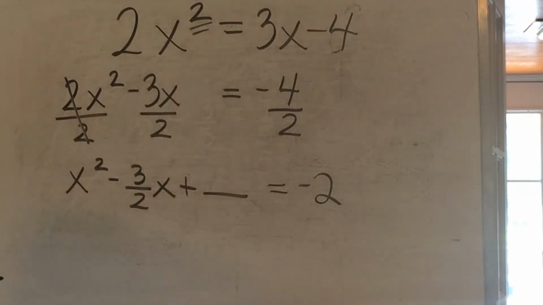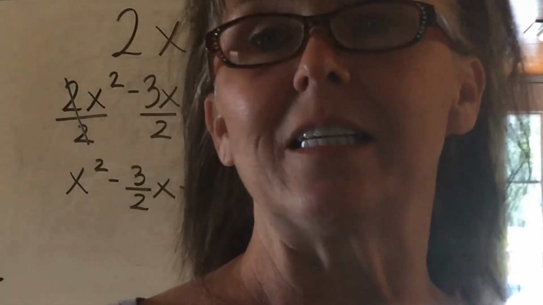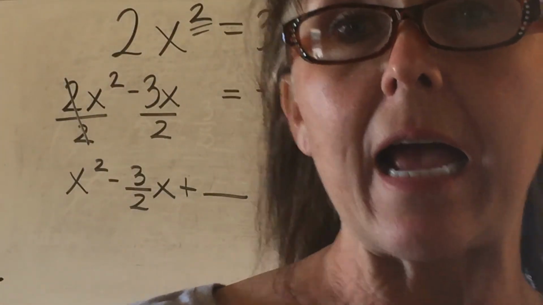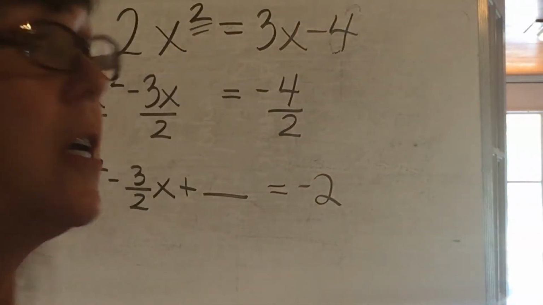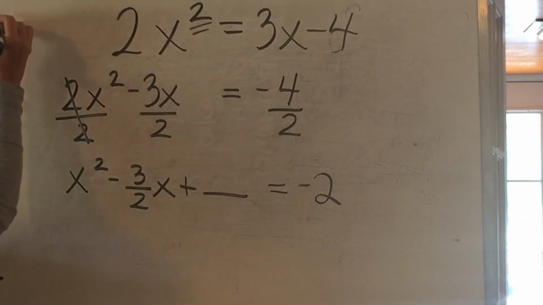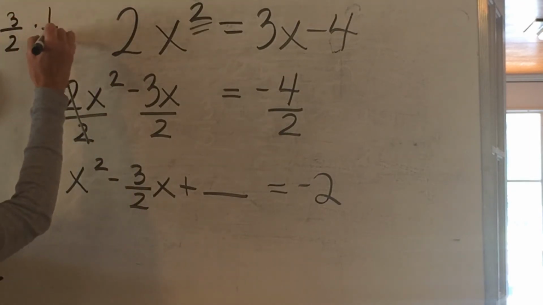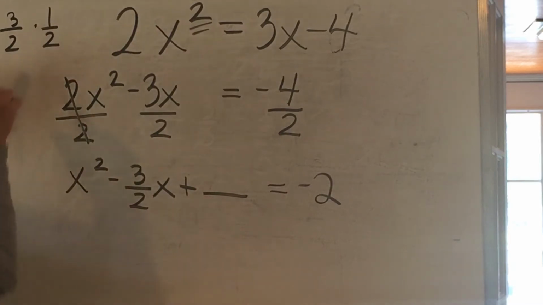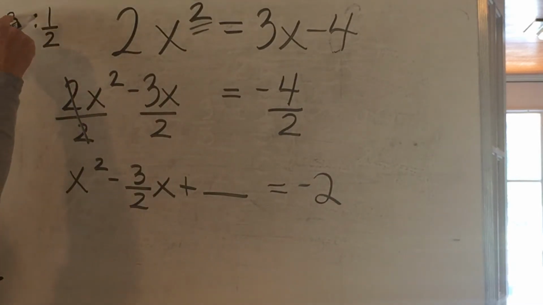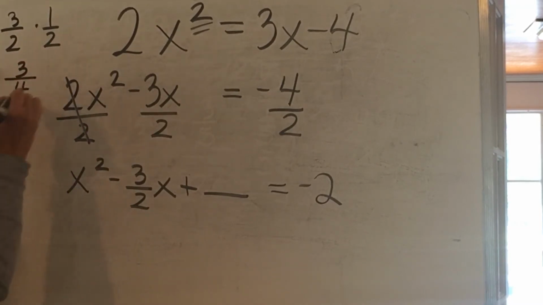Now, again, how do you take half of a number? Divide by 2. Or that's the same thing as saying multiplying by 1/2. So off to the side somewhere, I'm going to show 3/2 times 1/2. That's taking half of it. Multiply straight across. So that's going to give me 3/4.